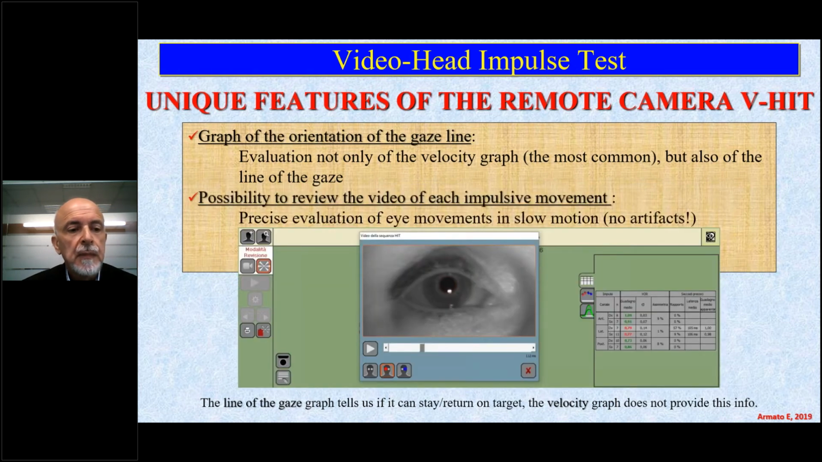Second, very important, the possibility to review the video of each impulsive movement, so we can get a precise evaluation of the eye movement in slow motion in order to identify artifacts or true eye movements.